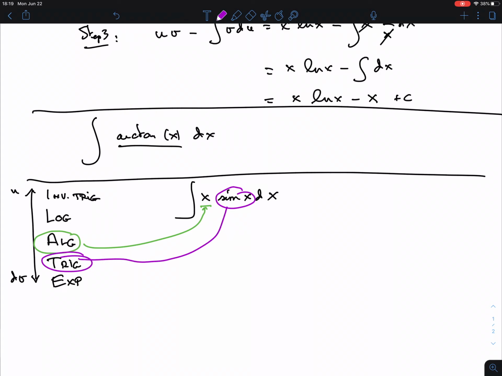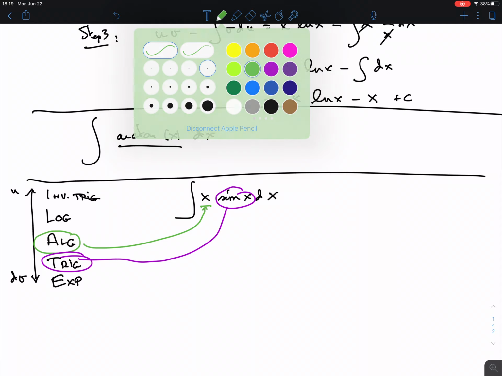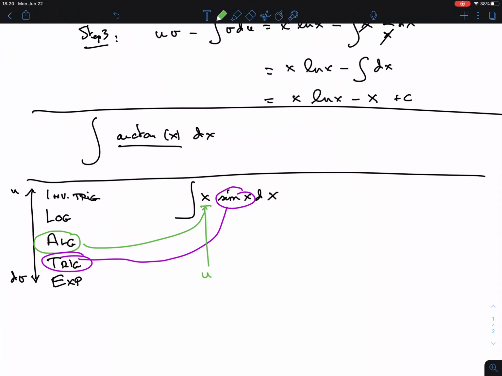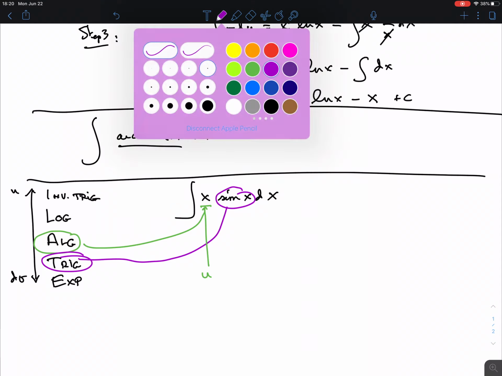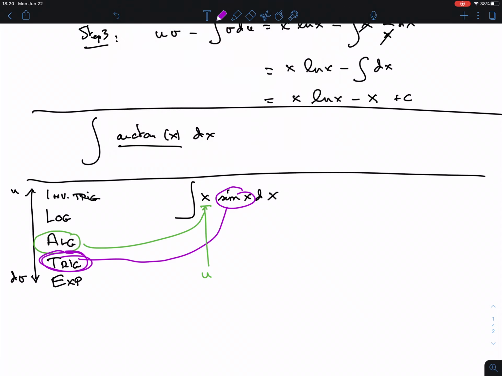So what do I mean now? This is a scale. The highest one is the algebraic. The green one is now on top. And so this becomes u. Sorry, I should do this in the right color, right? So I'll do it here. So this is then u, and then the trig is lower than that, so this whole thing becomes dv. Okay, and the same is true for x e^x dx, where instead of trig we would have exponential.